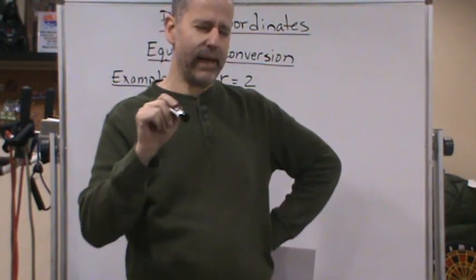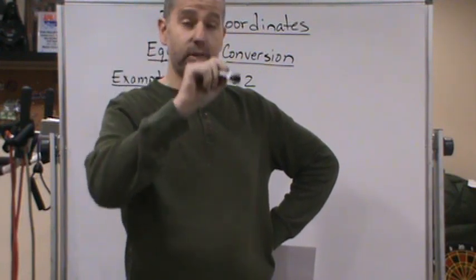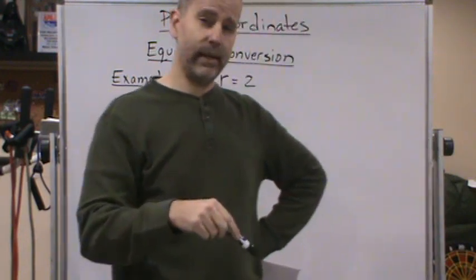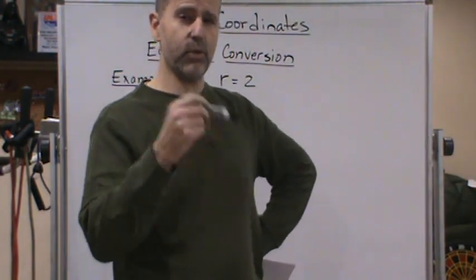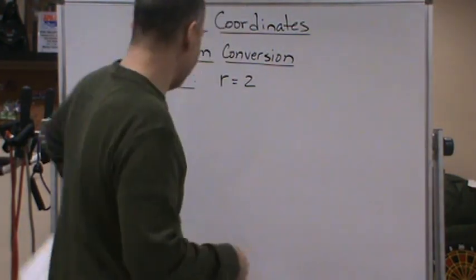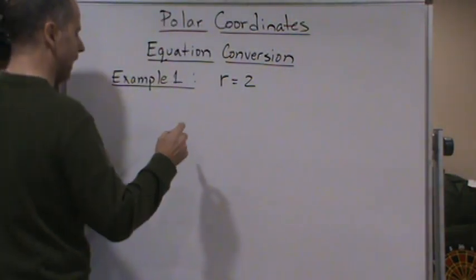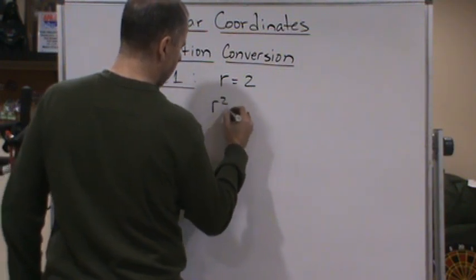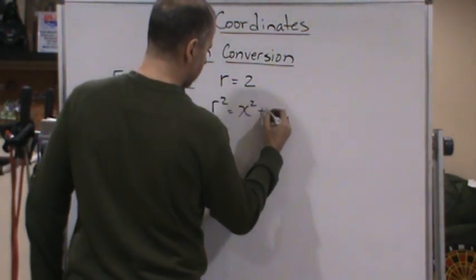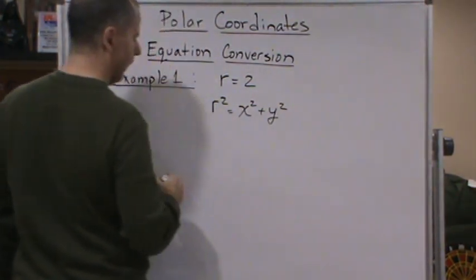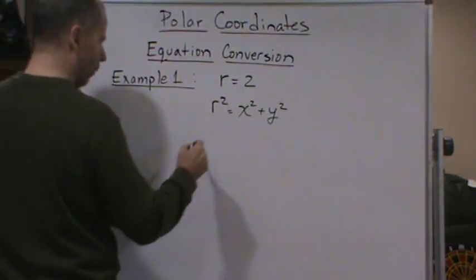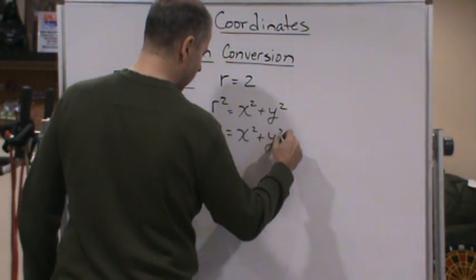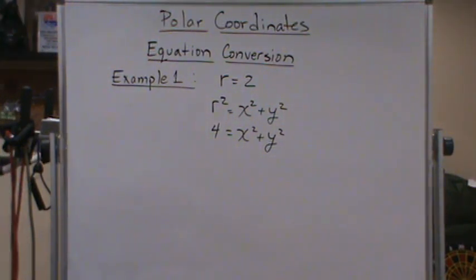So what does that trace in my mind's eye? Well, it traces a circle. Aha! So I know it's a circle centered at the origin with a radius of 2. And so then, in that case, it makes sense that I'm going to use r squared equals x squared plus y squared, right? Where I get 4 equals x squared plus y squared.